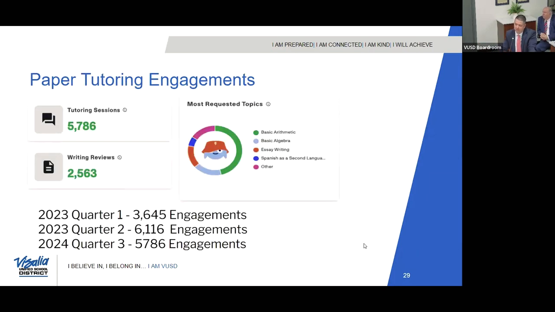Paper, as you guys have invested in, is a 24/7 online tutoring program that students can use from fourth grade on up to 12th grade. For this quarter, we have almost 5,800 engagements and over 2,500 writing reviews. Compared to last year at this time, we're at about a 60% increase of usage in the tutoring and about a 47% increase in the writing. So we are definitely seeing an increase and still really putting that out there and getting that work.